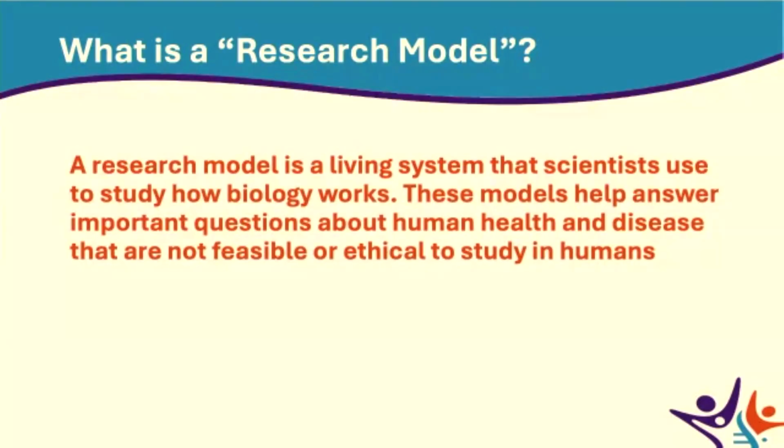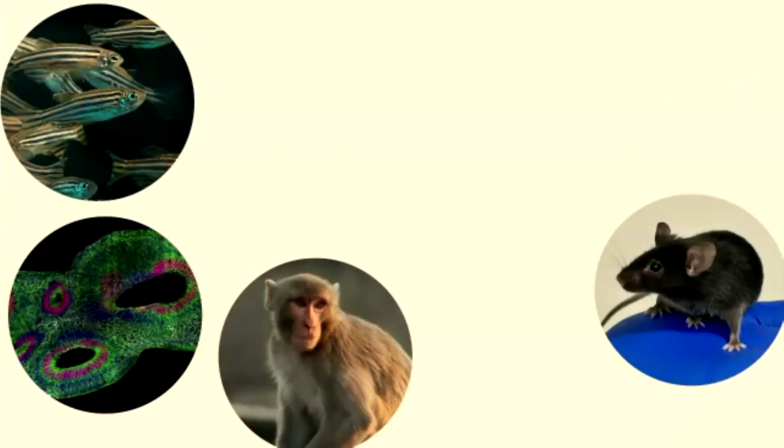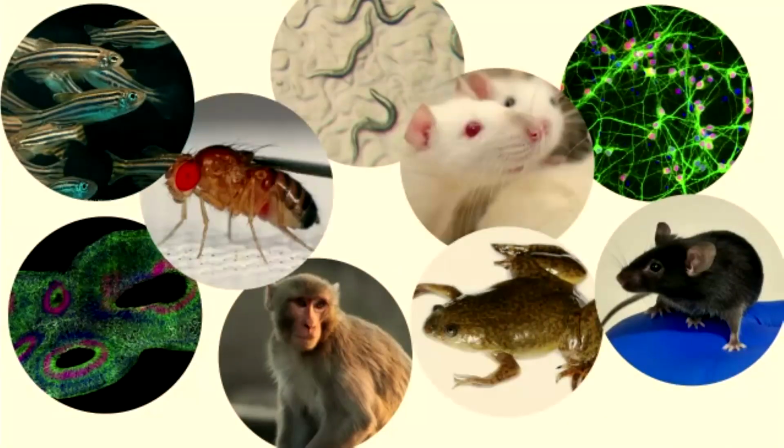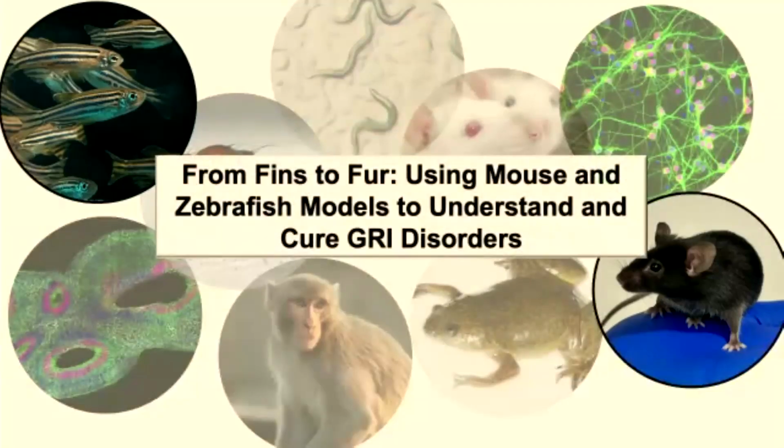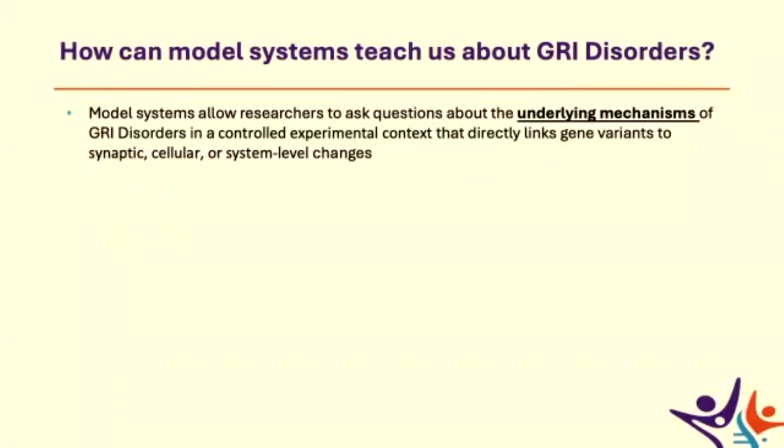And so there are many different types of model organisms that people can use to study something like GRI. But today we're going to have Dr. Howard Sorokin and Dr. Amy Ramsey take you from fins to furs, highlighting some of the amazing work that they both have been doing studying zebrafish and mice as model systems.